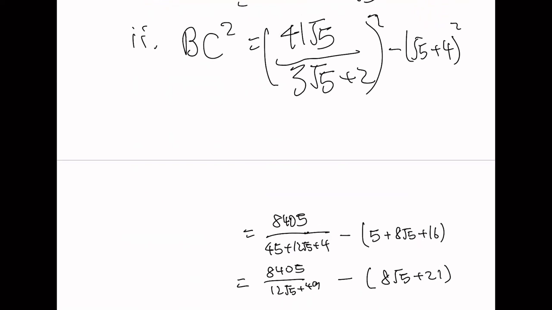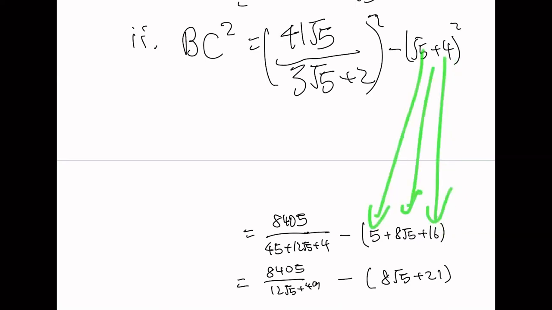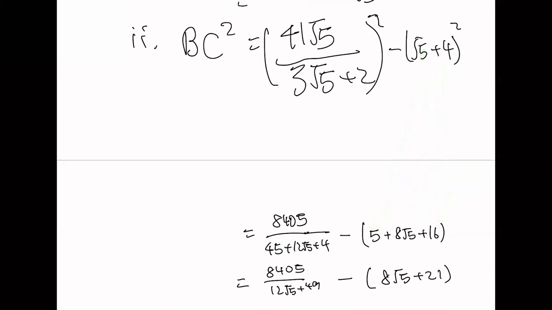Okay, I'll just check your working. It's fine, but your method is correct. I mean, if it works, it works. Okay, this guy squared, then 2 times this, 2 times this times this. 2 times 4 is 8 root 5. Okay. Then this guy squared, you get 41 squared times 5, which is 8405.